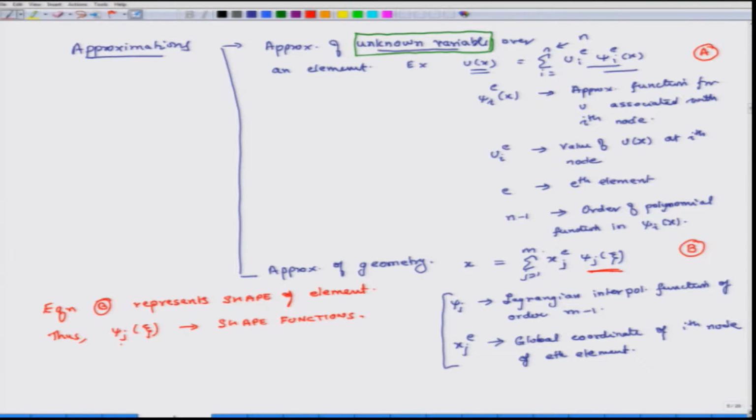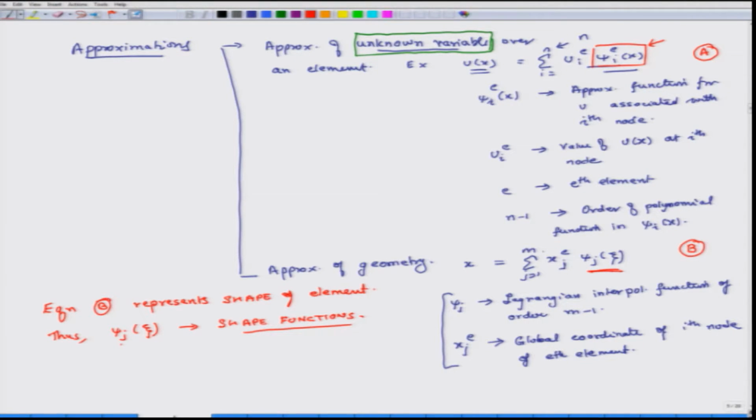They are approximation functions, but because they influence the shape of the element, they are also known as shape functions. If you call them approximation functions, that is fine, you will not be wrong, but because they influence the shape of the element, they are also known as shape functions. These functions psi I are not called shape functions, because they do not influence the shape of the element, they only influence the unknown variable.